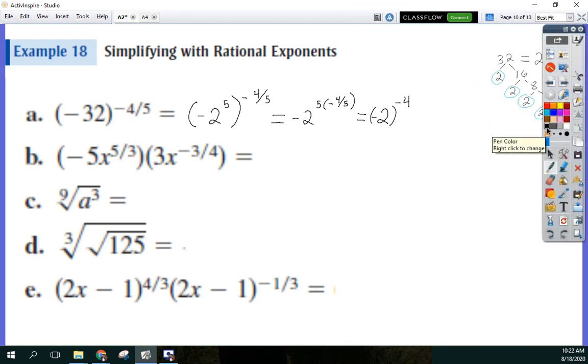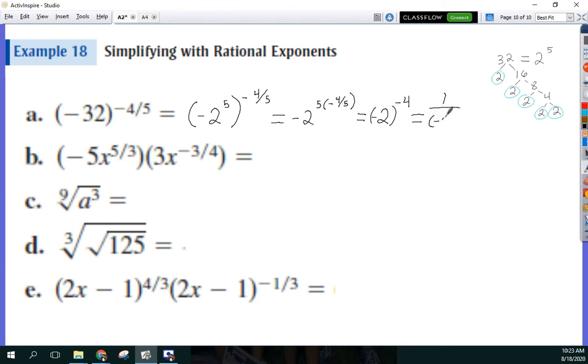So now notice that we have a negative in our exponent, so we do need to make that into a fraction. So we would have 1 divided by negative 2 to the 4th power. And our last step would be to simplify. So if we took 2 to the 4th, we would end up with 16. And because it's an even exponent, it will become positive. So we just end up with 1/16.